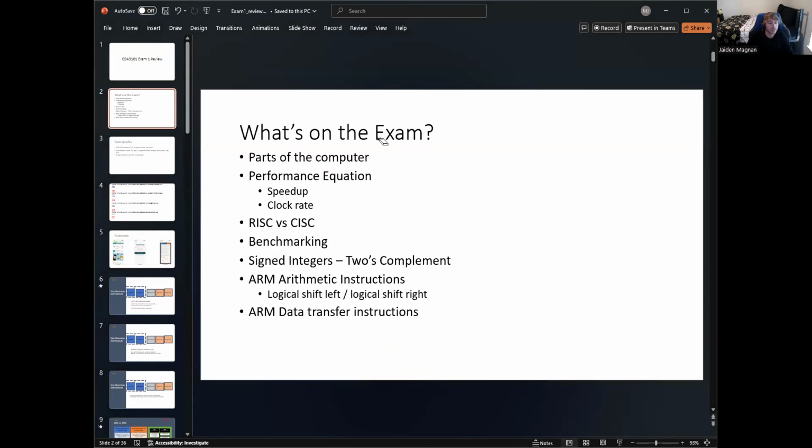So first question here is what's on the exam? So you're gonna have to know. Okay, I was trying to, it wouldn't let me paste, it just kept pasting as like an image.